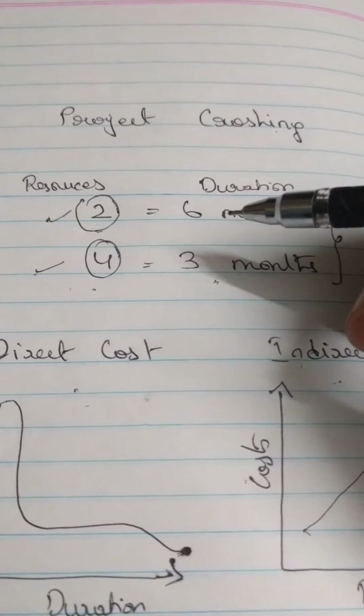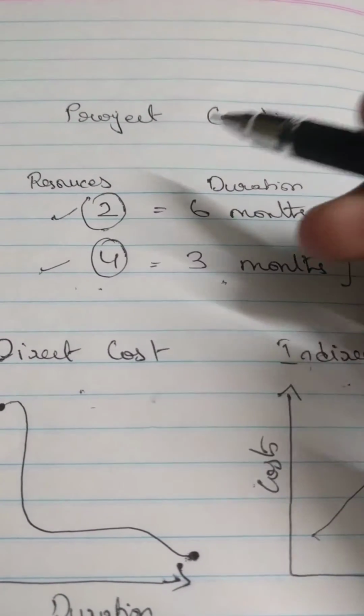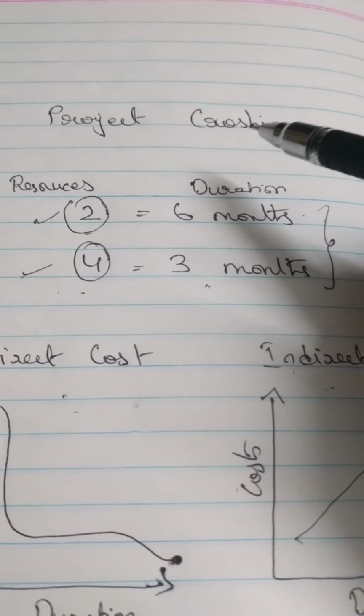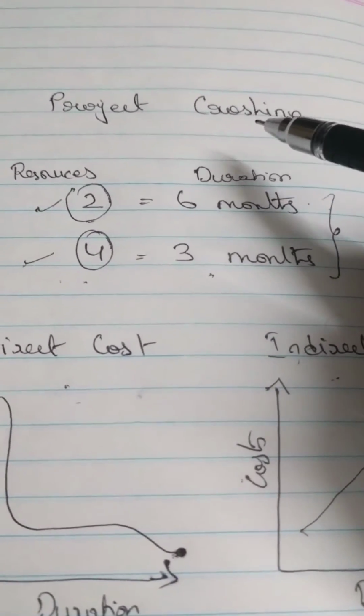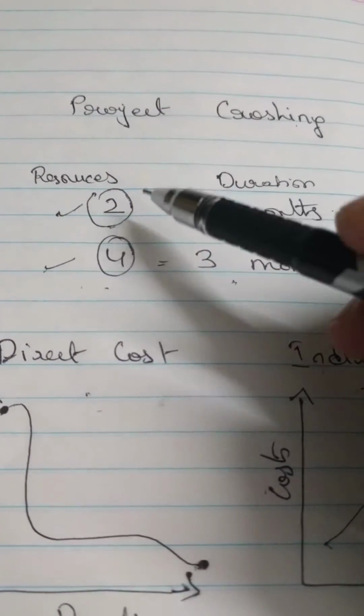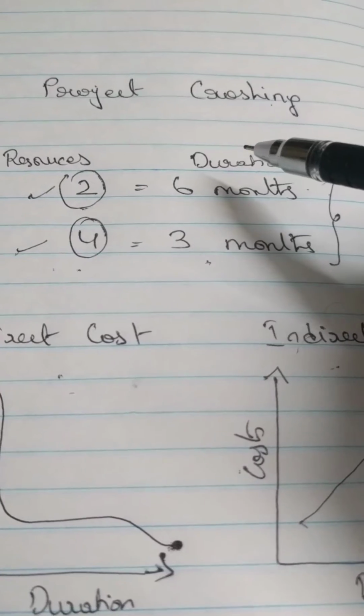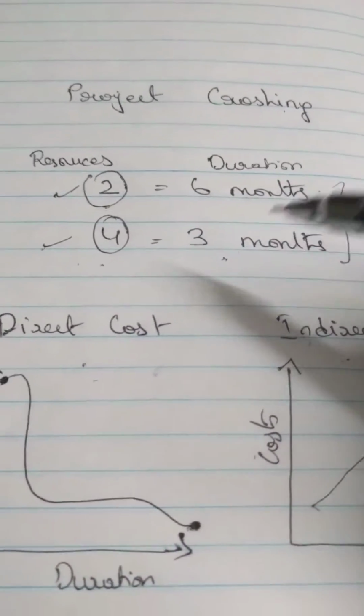Okay, so in this video, we're going to be talking about a concept called project crashing, and this is a concept of management science. The basic idea of project crashing is that if you increase the number of resources that you're using, you will be dropping the overall duration of the project. Okay, so let's take an example to understand this better.